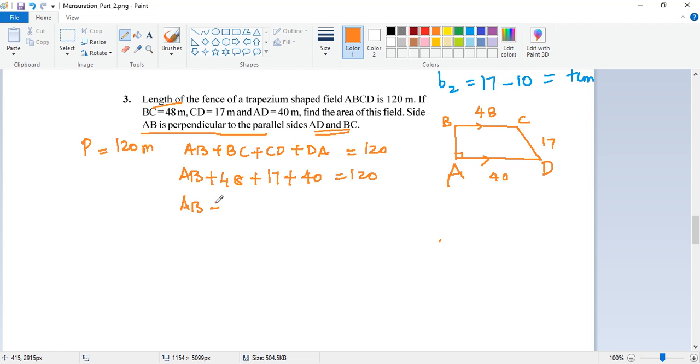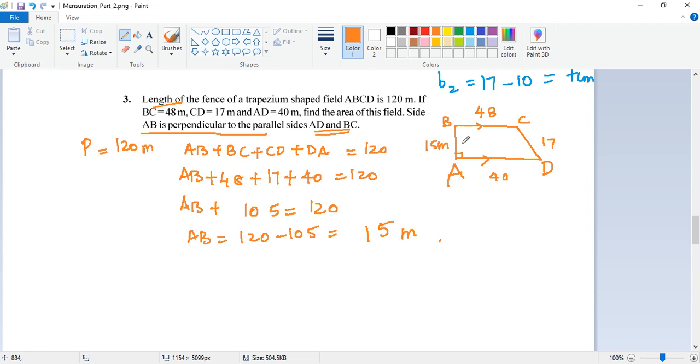AB plus, now let's add this. So 8 plus 7, 15, 8, 9, 10. 105 is equal to 120. Okay. Then you have AB is equal to 120 minus 105, which is equal to 15. Right? 15 meter. So this is 15 meter.